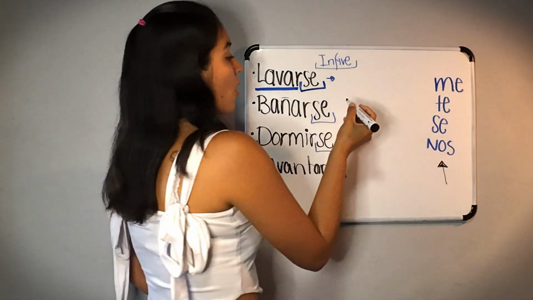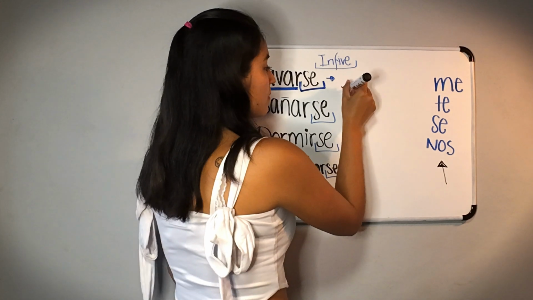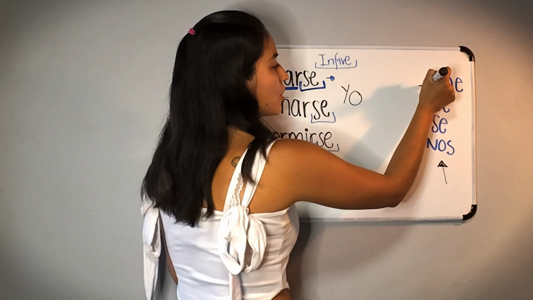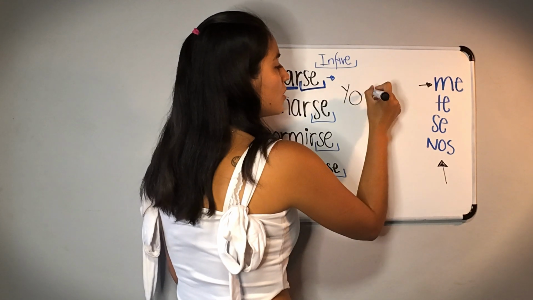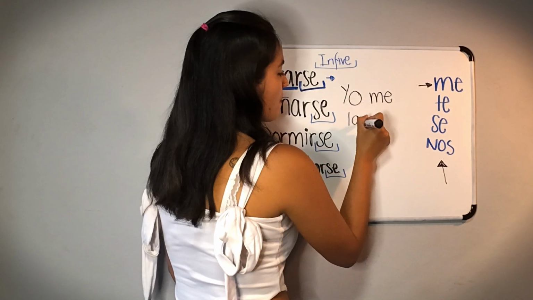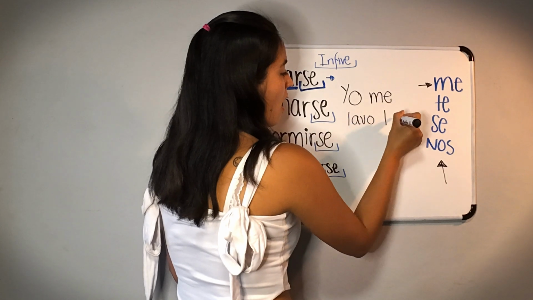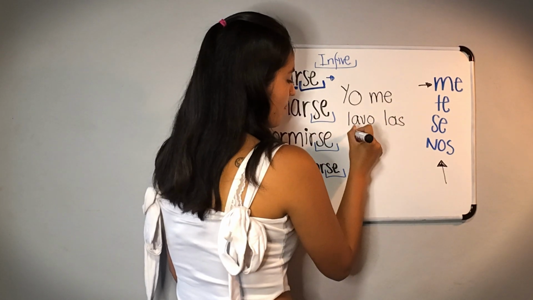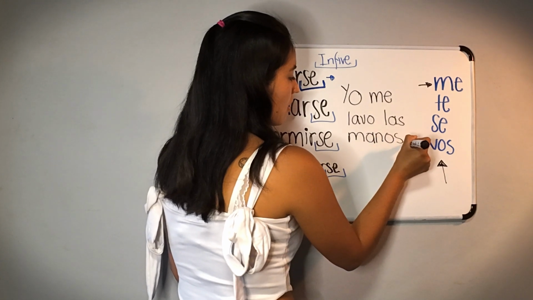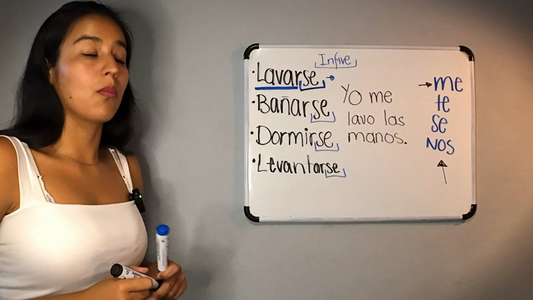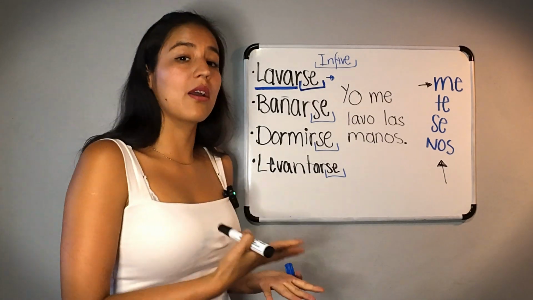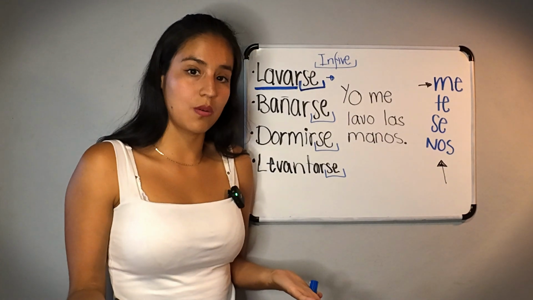Lavarse. So, I'm gonna do it with yo. So I have to choose one of these, and we know that for yo, it's me. Yo me lavo las manos, okay? This is my example. Yo me lavo las manos. And this means I wash my hands, okay?